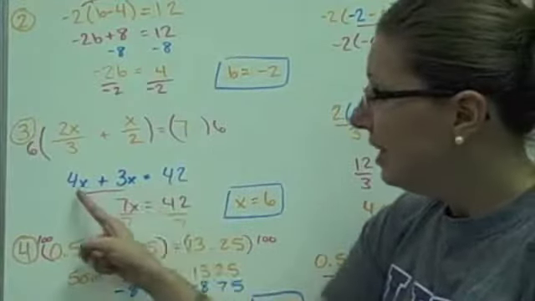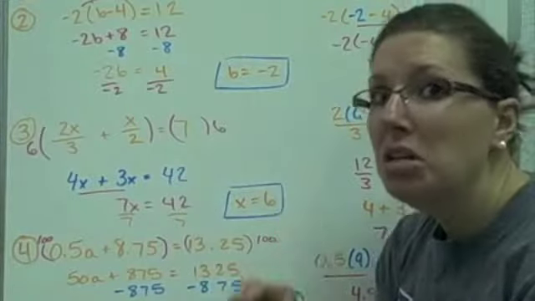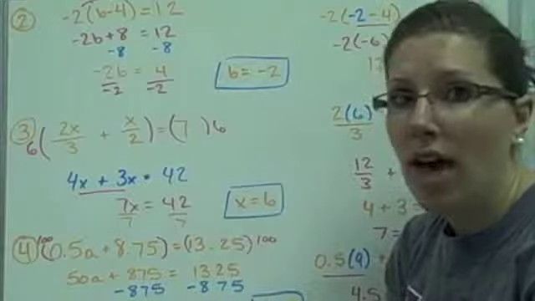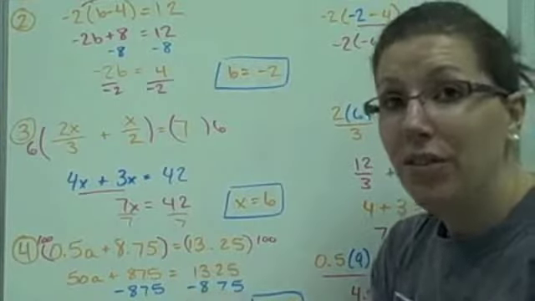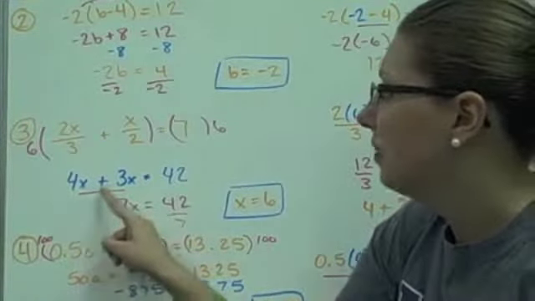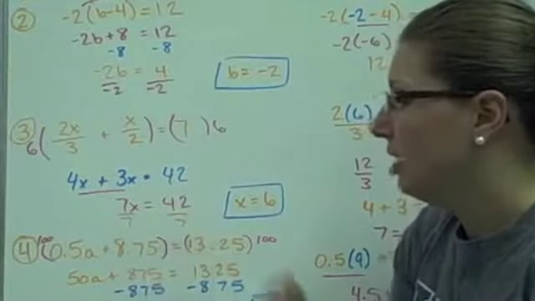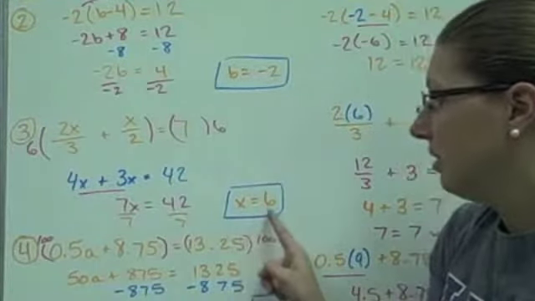This written in blue is my new, simpler equation. I can very easily solve that now that I've cleared out the fractions. 4x plus 3x is 7x, and then I just divide both sides by 7. x is equal to 6.